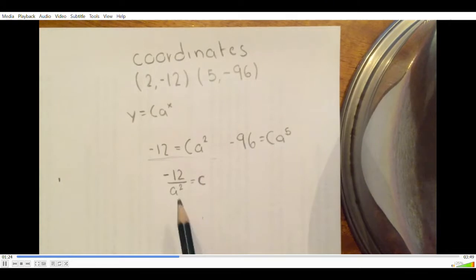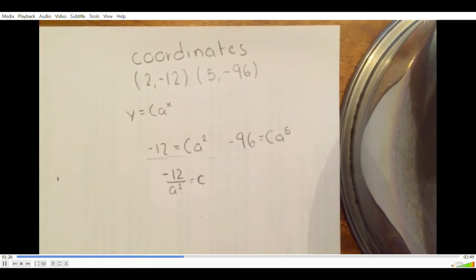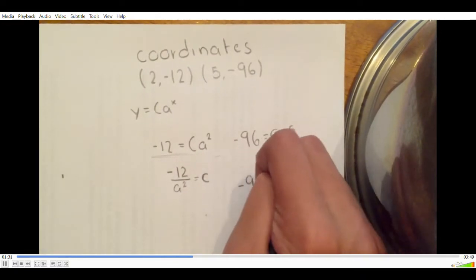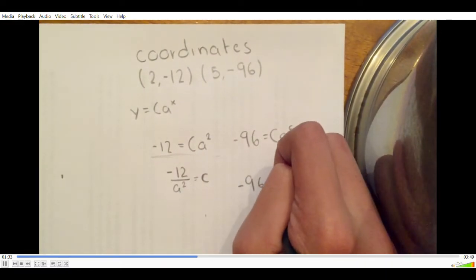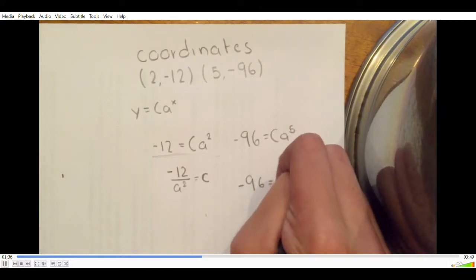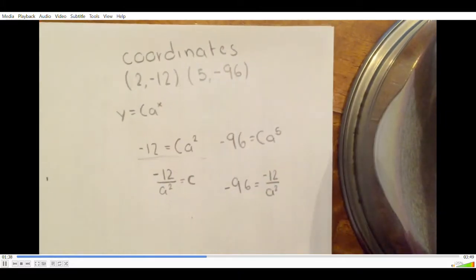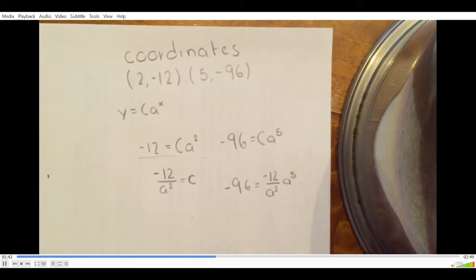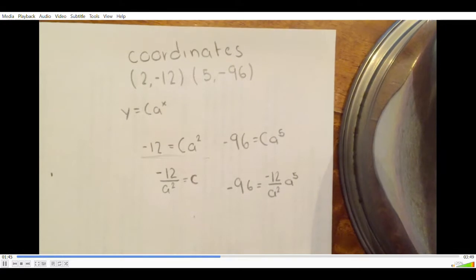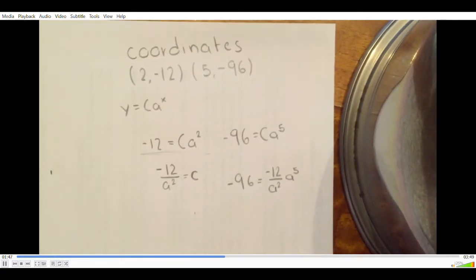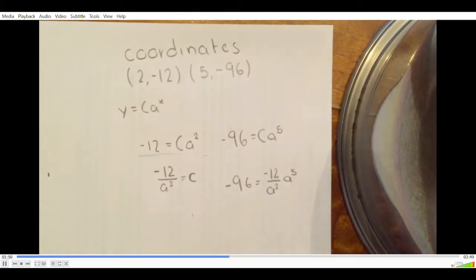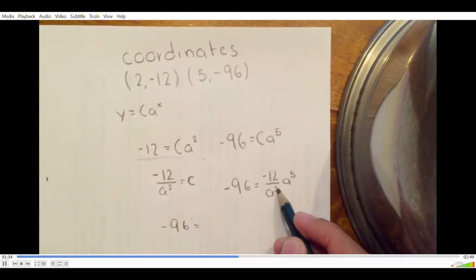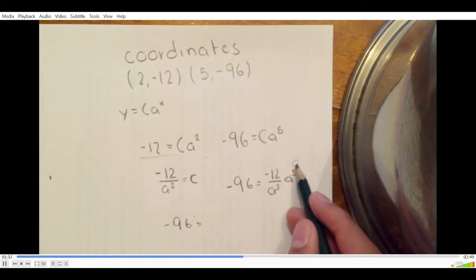What we have to do after this is put this into this equation. So it would be -96 is equal to -12 over a to the second power, times a to the 5th power. Okay, right here we need to reduce the powers as much as we can. So it is going to be -96 is equal to, and a to the second power and a to the 5th are going to get crossed, and this is going to become a to the 3rd.